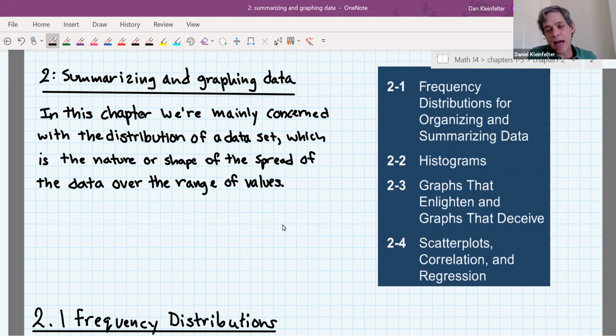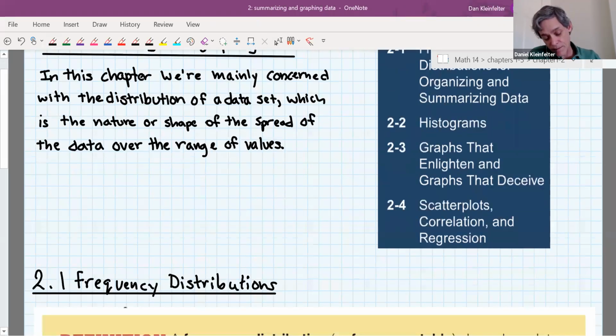It's basically about how you have to be careful at looking at graphs. Sometimes they can be misleading in certain ways, either intentionally or unintentionally. So we're going to take a look at that. And then finally in section 2.4, we're going to look at scatter plots, correlation and regression, which is a quick look at how two variables are related to each other and how that can be visualized. But let's get started for now on section 2.1, which is about frequency distributions.